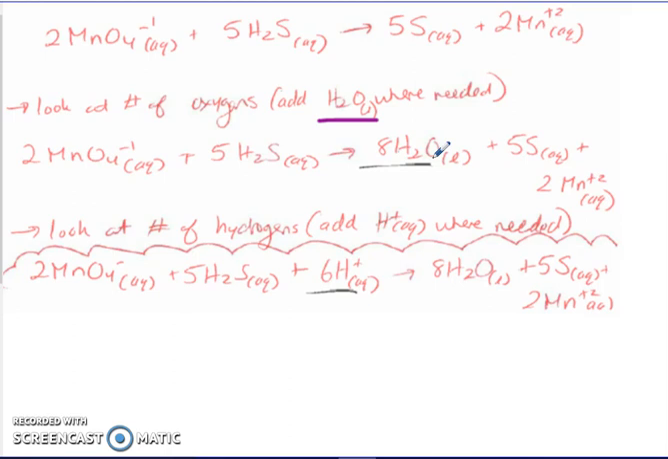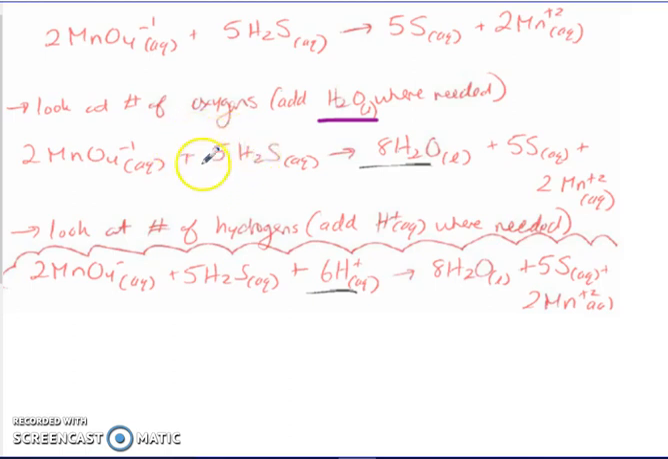So oxygens are done. What we're now going to do is balance out the hydrogens. Again, we're not going to change any coefficients of what we currently have. We don't want to change anything, because if we change something, it's going to throw everything we've done so far off. So we're going to count out our hydrogens. We have 10 hydrogens on the reactant side.